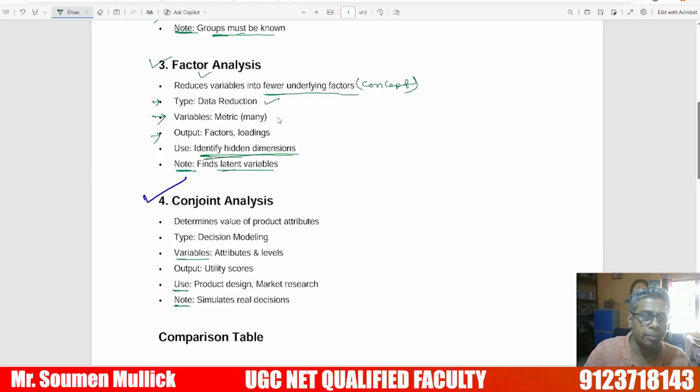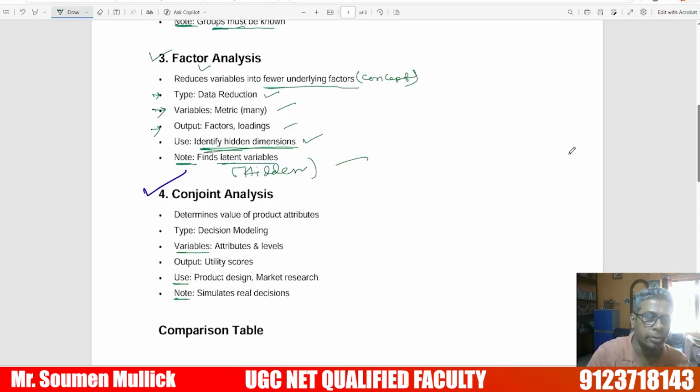The variables are metric. The output is factor loading. What are the uses of factor analysis? To identify hidden dimensions. The important note is to find latent variables or hidden variables. That is the main activity of factor analysis.